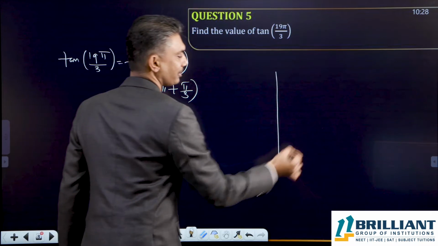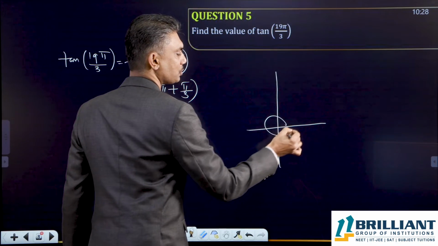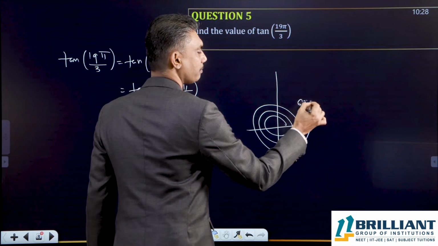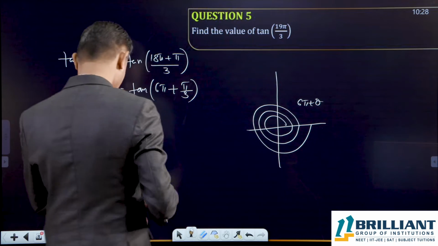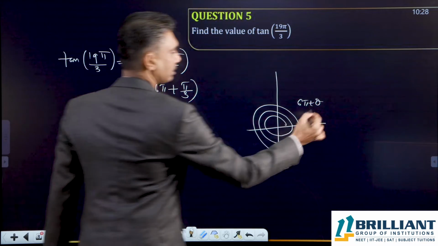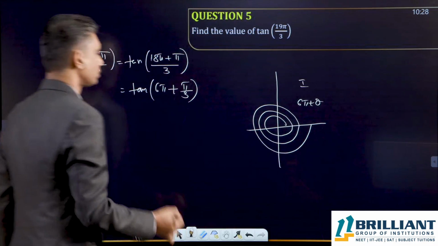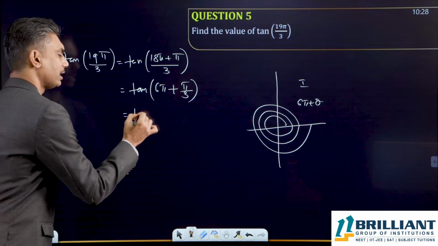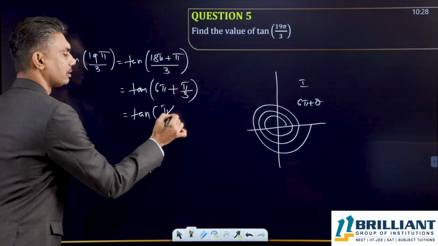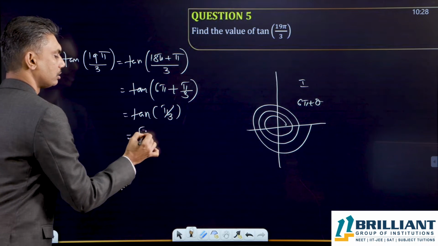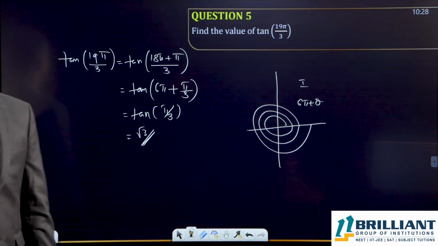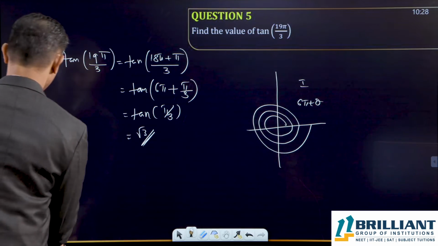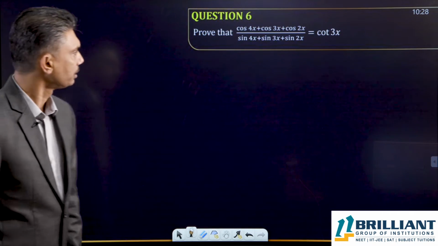Listen to me. This will be 2 pi, 4 pi and 6 pi. So, 6 pi plus theta is in the first quadrant. So, tan 6 pi plus theta is equal to tan pi by 3. Tan pi by 3 is equal to what? Root 3. Good. Similarly, you can find for anything. Go for the next one.